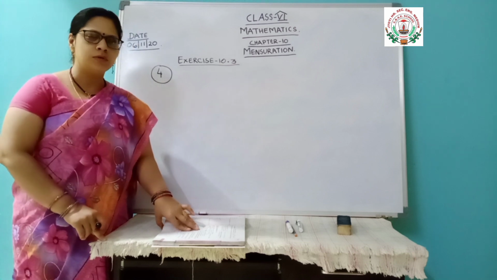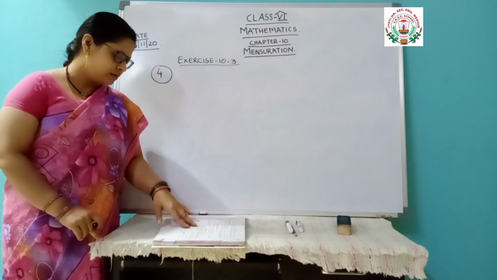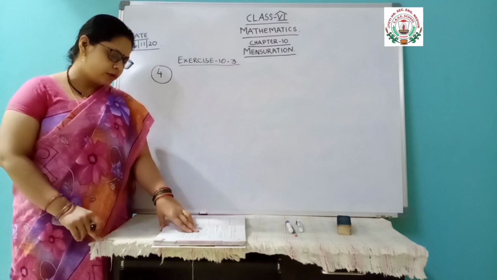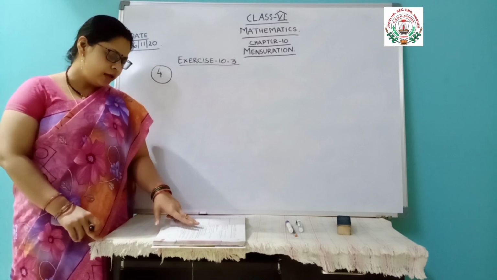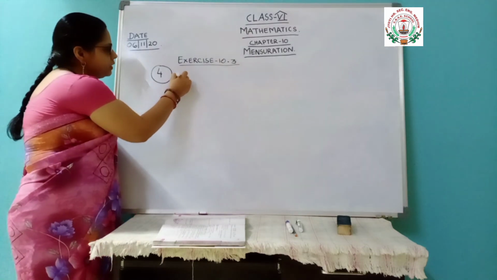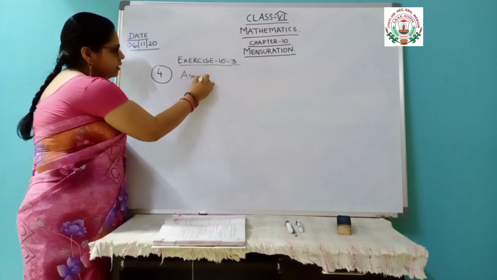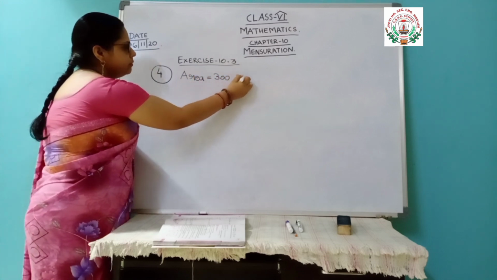Now coming to question number 4. From question number 4 onwards, we are going to start here. So what is the question? The area of a rectangular garden 50 meter long is 300 square meter. So what is given in the question? Area is given, 300 square meter.